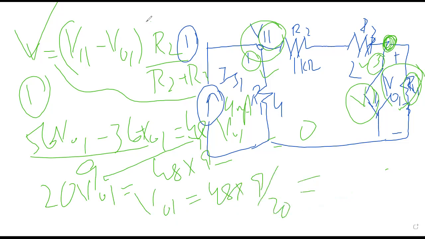So this V01 equals 21.6 volt. So the value of V01 for the loop number 1 is 21.6. This is for the first loop, that V01 equals 21.6. Now for loop number 2.